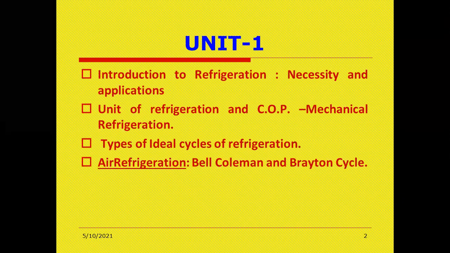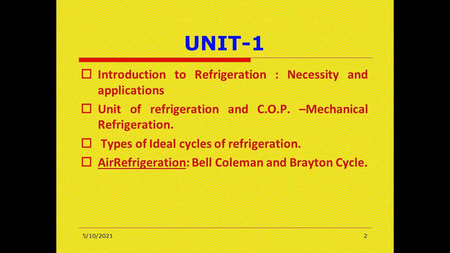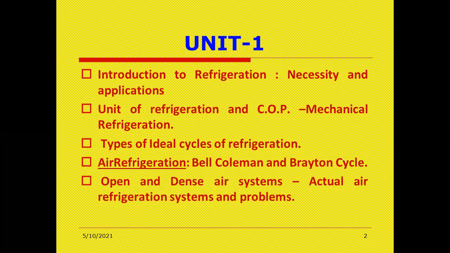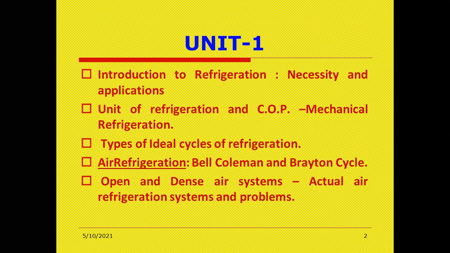Okay, the next topic in unit 1 is air refrigeration, which means the refrigeration works with a medium called air. Cooling comes in two ways, by air medium and water medium. In this air medium, we will discuss the Bell Coleman and Brayton cycle. Next, open and dense air systems, actual air refrigeration systems and associated problems. So these are the various topics to be discussed in unit 1.